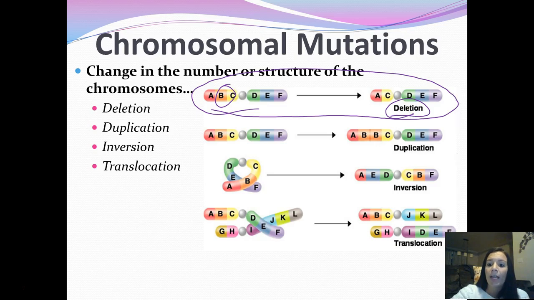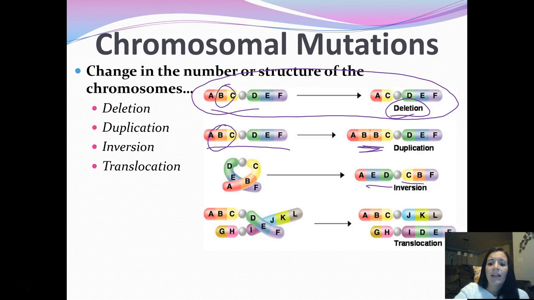Then you have a duplication. With a duplication, you can duplicate one letter or all of it. It just depends. In this situation, that B has been duplicated, so we have 2 B's. Inversion is a flip. So instead of it being A, B, C, D, E, F, the E, D, C, and B all switched. So these 2 were supposed to be on the other sides of the chromosome.